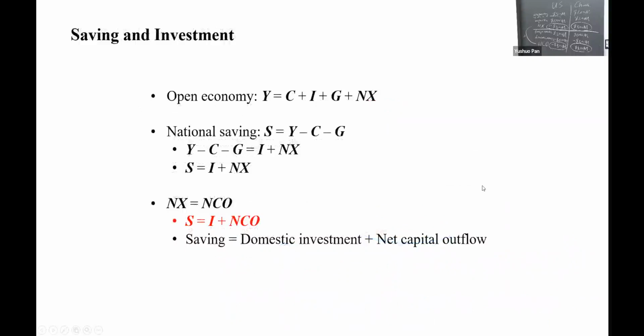Saving and investment. Remember, we have learned the closed economy. For a closed economy, savings equal Y minus T minus C plus T minus G, which equals private savings plus public savings. And also in the closed economy, we learned that saving equals investment.